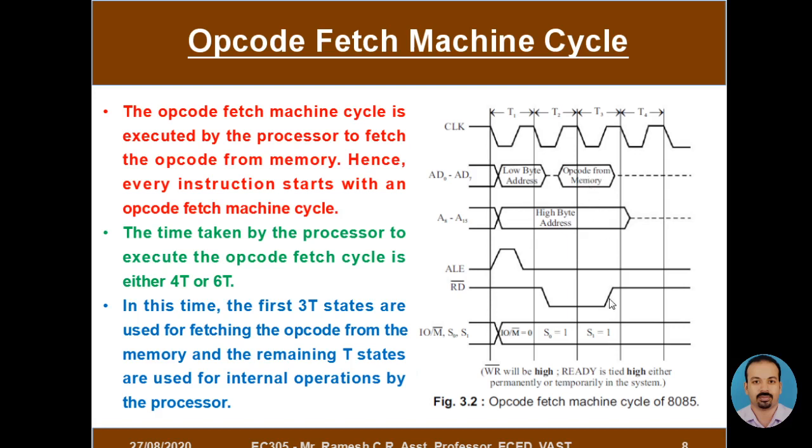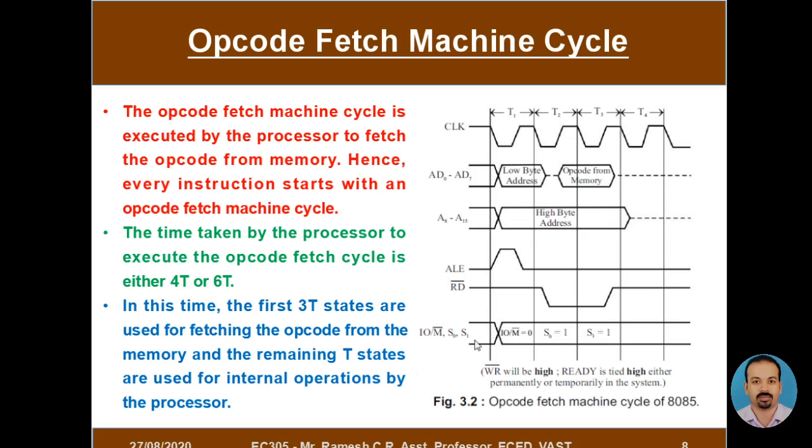As soon as the RD bar goes to high, the opcode information which was available on the data bus vanishes. So this indicates that for the time duration where RD bar is low, you can read something from the memory. And this is applicable for write as well: whenever WR bar is low, the data will be available on the data bus, and it can be written to the memory or the IO devices. You will be seeing that in the future.